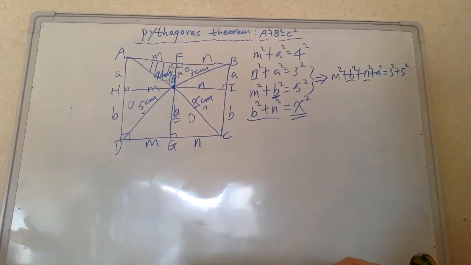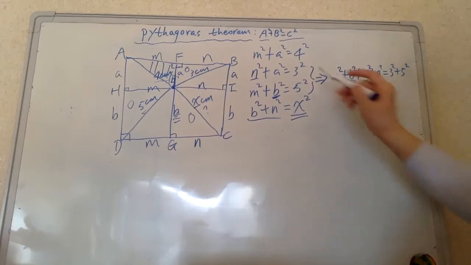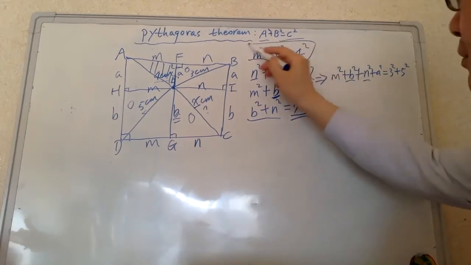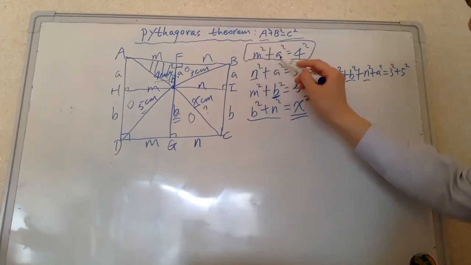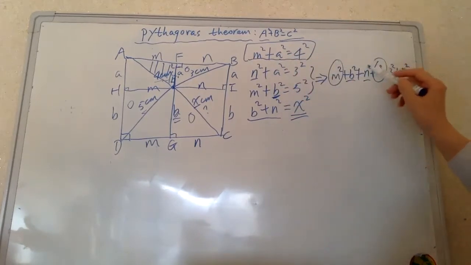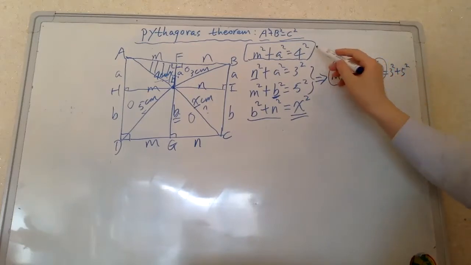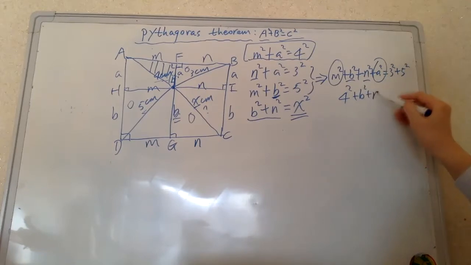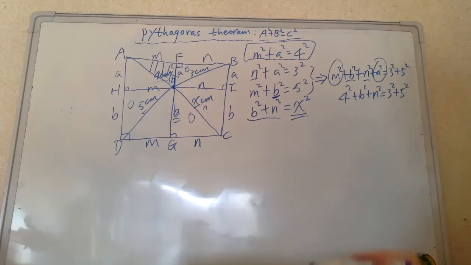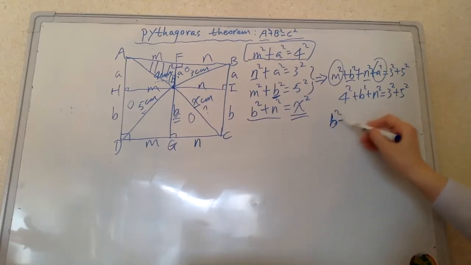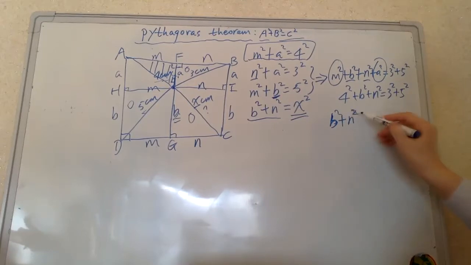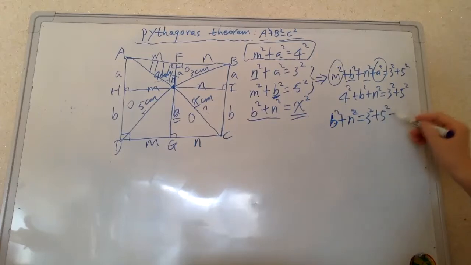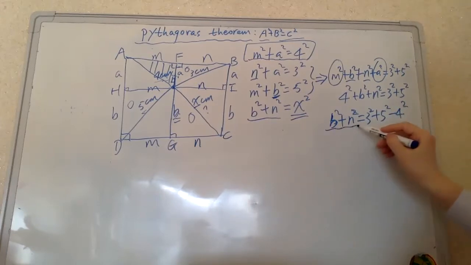It is very fortunate that we have B squared and M squared plus A squared here. There's 4 squared. So 4 squared plus B squared plus N squared equals 3 squared plus 5 squared. So B squared plus N squared equals 3 squared plus 5 squared minus 4 squared.